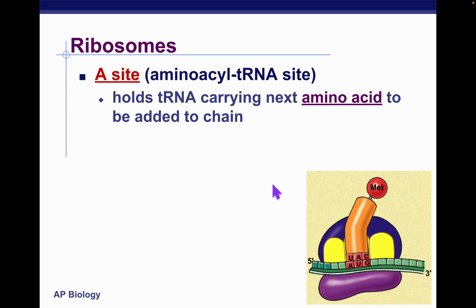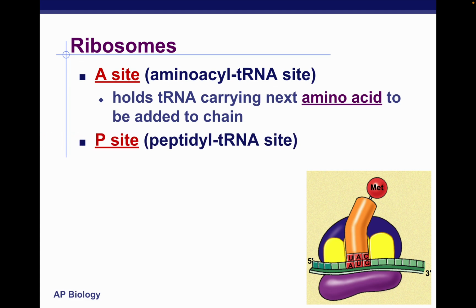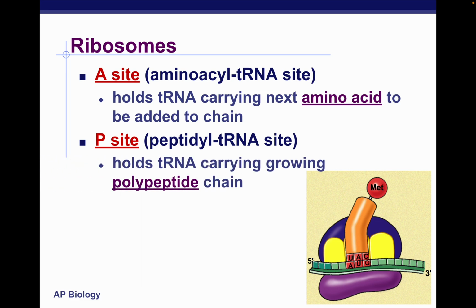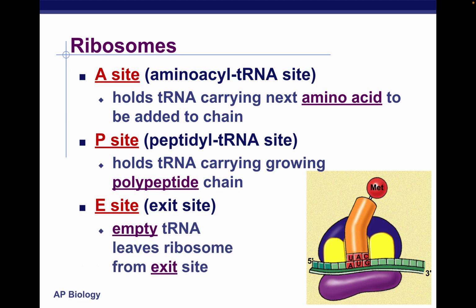So we have an A site, and that's the part that holds the tRNA carrying the next amino acid that's going to be added to the chain. Our P site, our peptidyl tRNA site, it holds the tRNA that's carrying the growing polypeptide chain, and I'll show you guys this all together in a minute. And then we have an E site, the exit site, and that's where the empty tRNA, after it attaches its amino acid, leaves. It's an exit site. Okay, so there's the A, there's the P, there's the E.